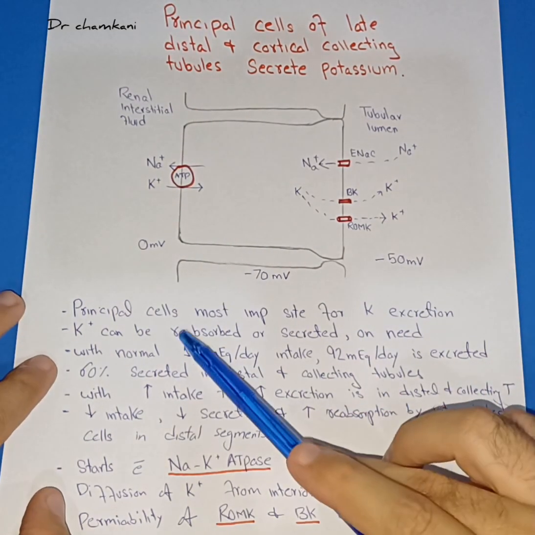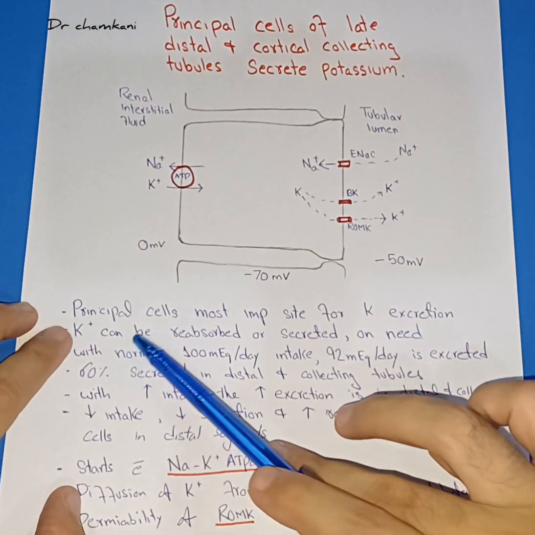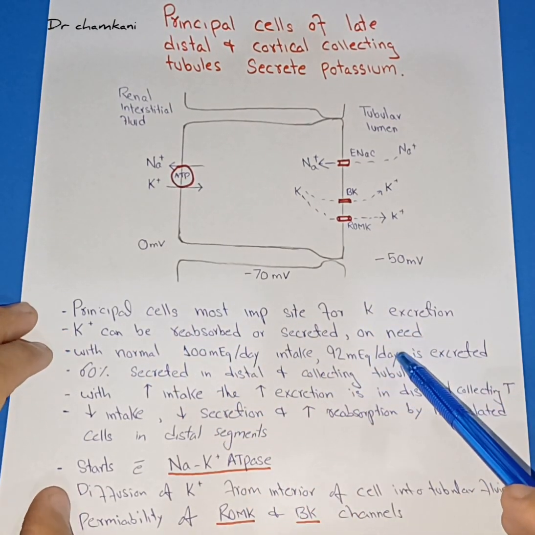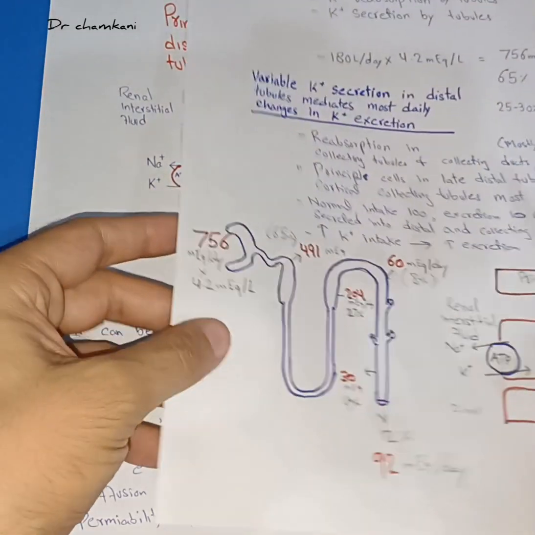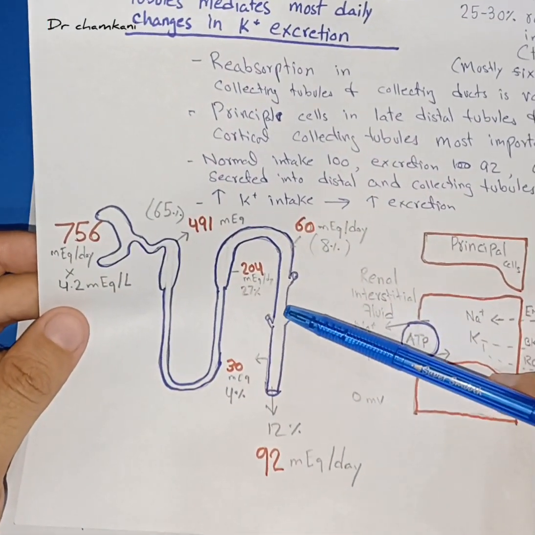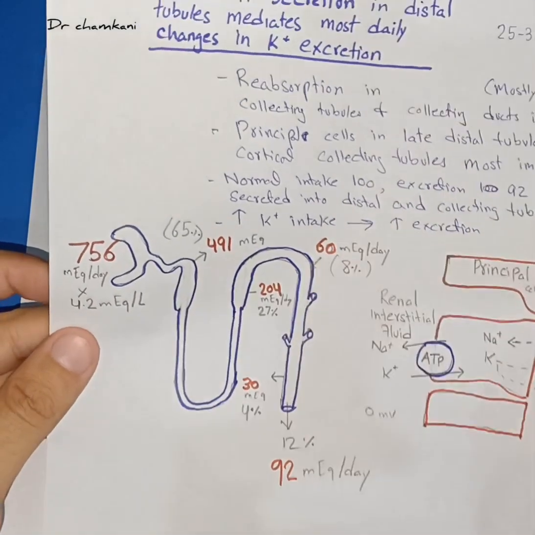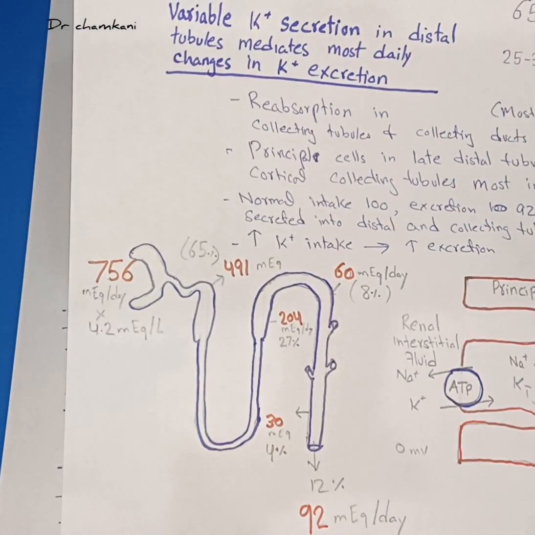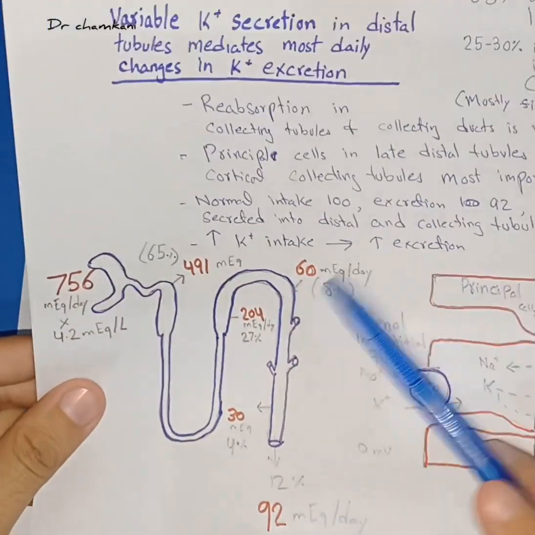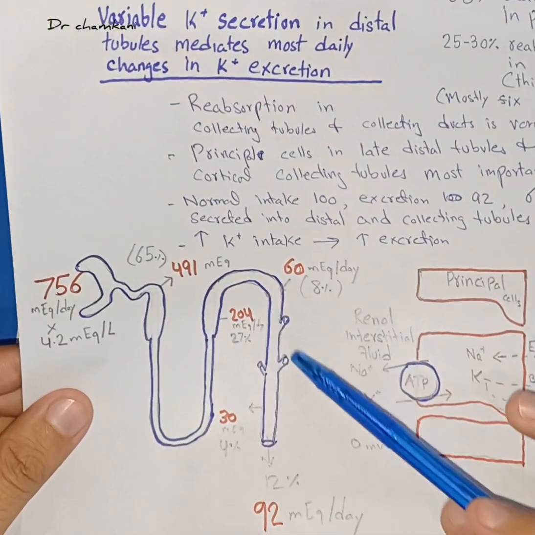Now see, the principal cells are the most important site for potassium excretion. Potassium can be reabsorbed or secreted on need. So if there is need of potassium, the secretion of potassium from the principal cells in the distal tubules and collecting tubules will be stopped, and there will be reabsorption. But if there is no need of potassium, or there is a regular intake of potassium, then the principal cells in the distal tubule and collecting tubule keep on secreting potassium into the tubule so that potassium goes out of the kidney.